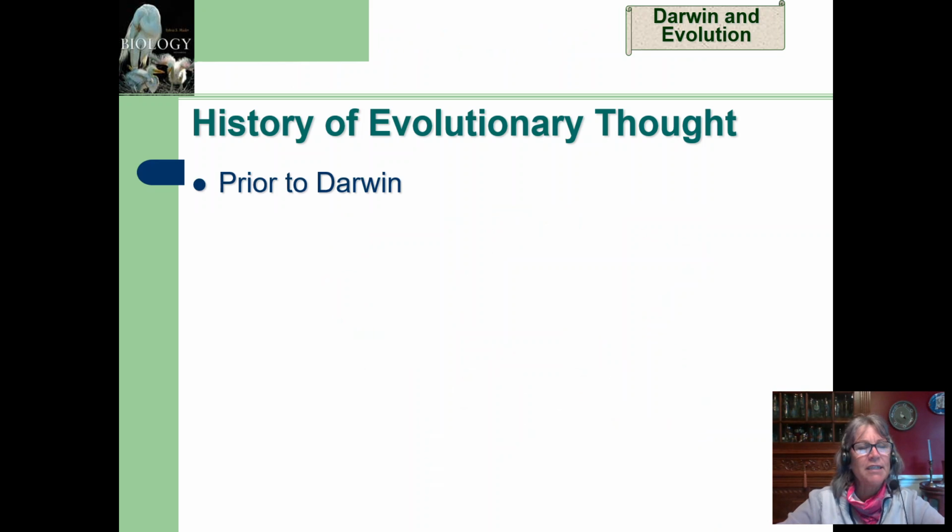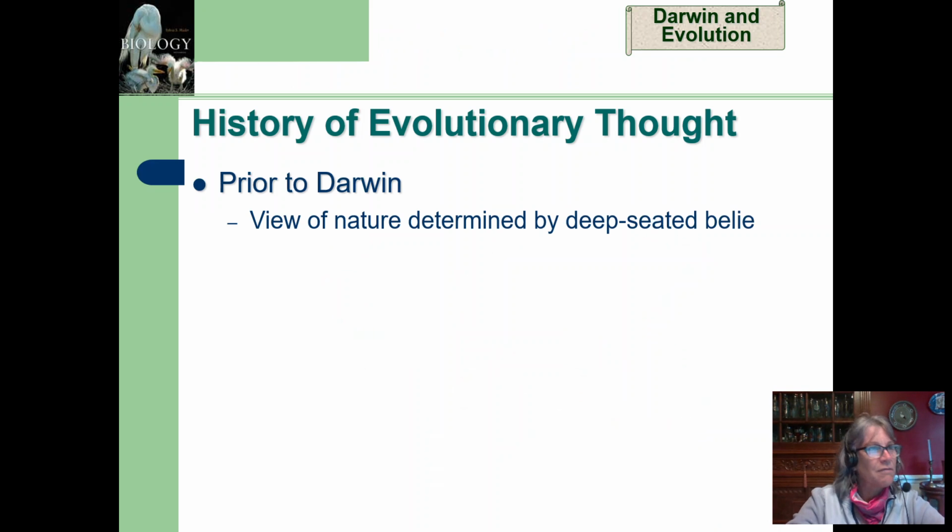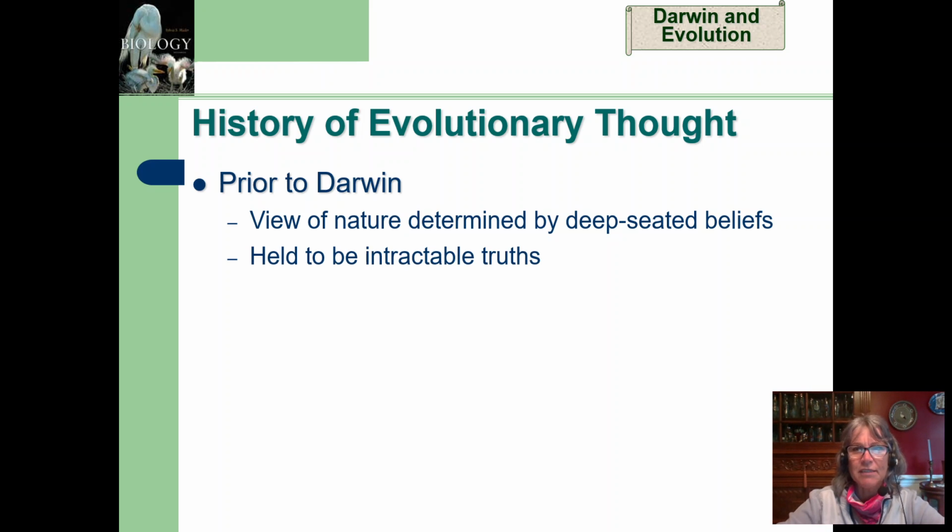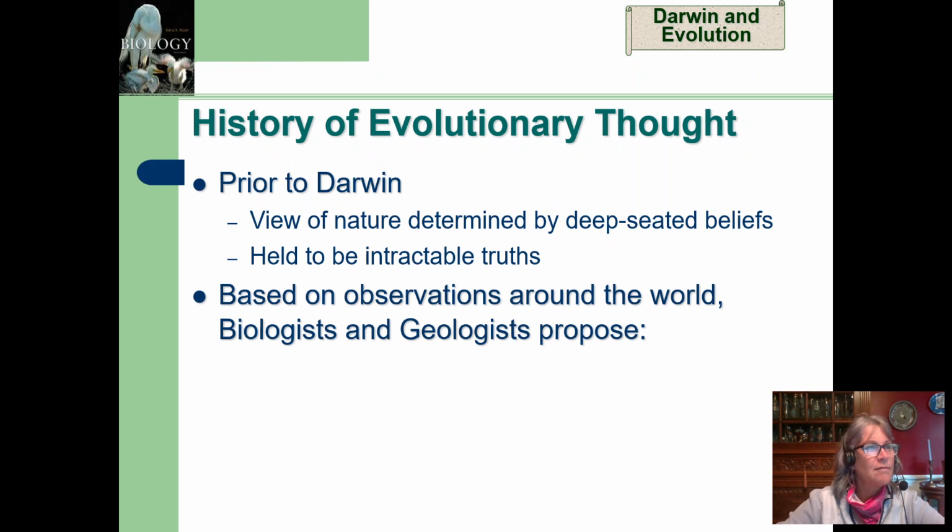So if we look sort of at the history of this prior to Darwin, what was going on before Darwin? In the hundreds of years prior to that, just basically this view that nature was determined based on how the Bible described it. So very deep-seated beliefs that were held to be intractable truths. That, this is the earth, this is the way it was created, and that's it. That's how it's always been and how it always will be.